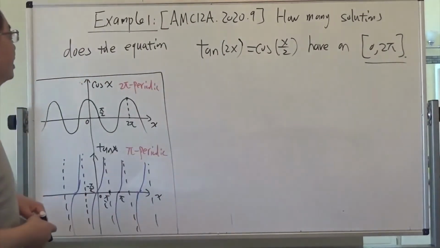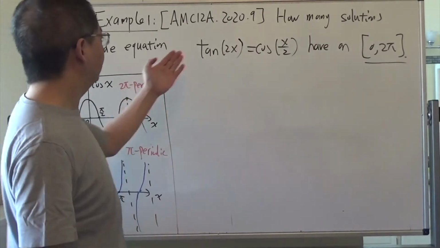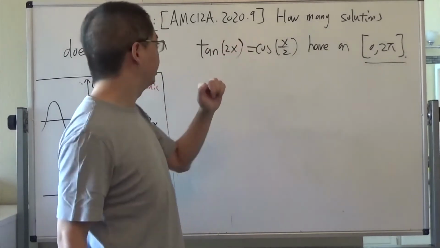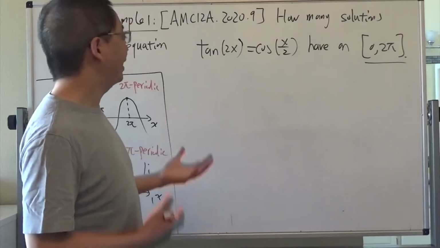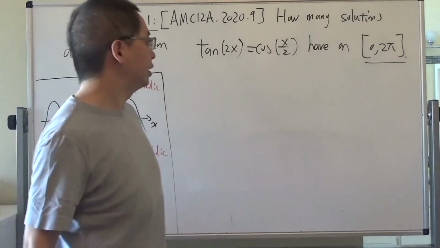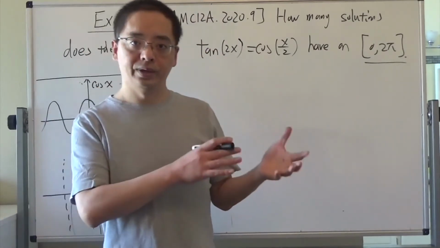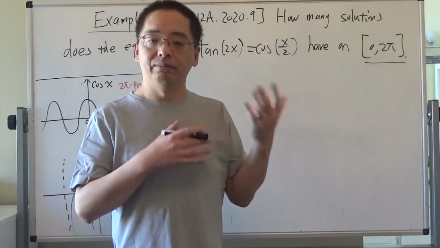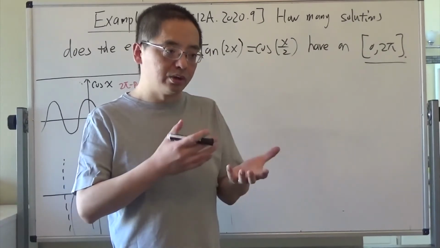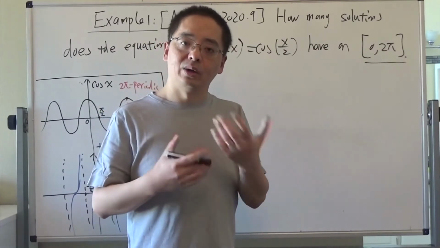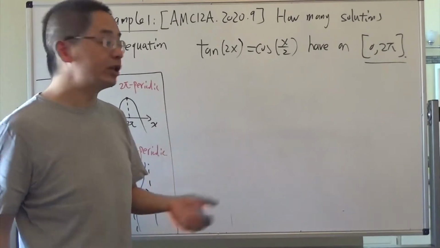Example 1. This is past the AMC12 question. The problem says, if we look at this trigonometric equation, tangent 2x equals cosine x over 2, how many solutions does it have on the interval 0 to 2 pi? Now, as we mentioned before, if we need to solve trigonometric equations, there are usually 2 ways. The first one is algebra method. We solve the equation by using various trigonometric identities. The second method is topological, or we say geometric method.